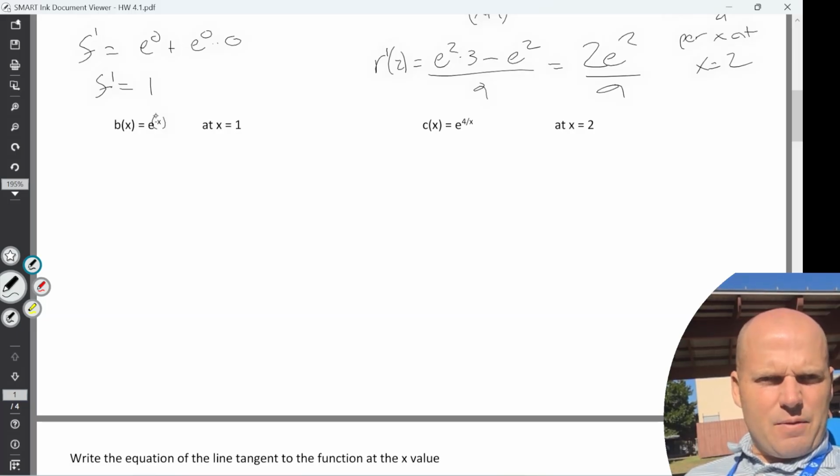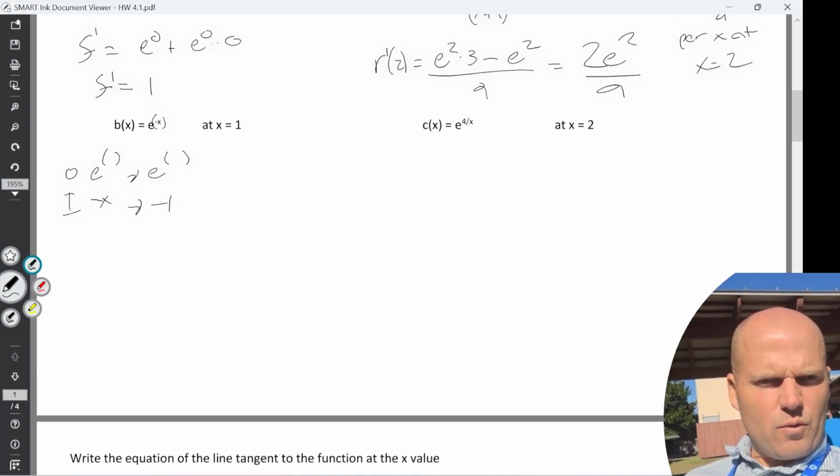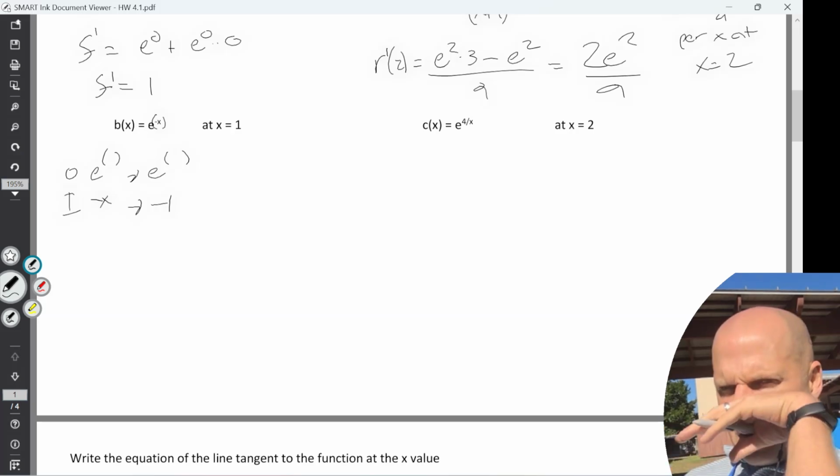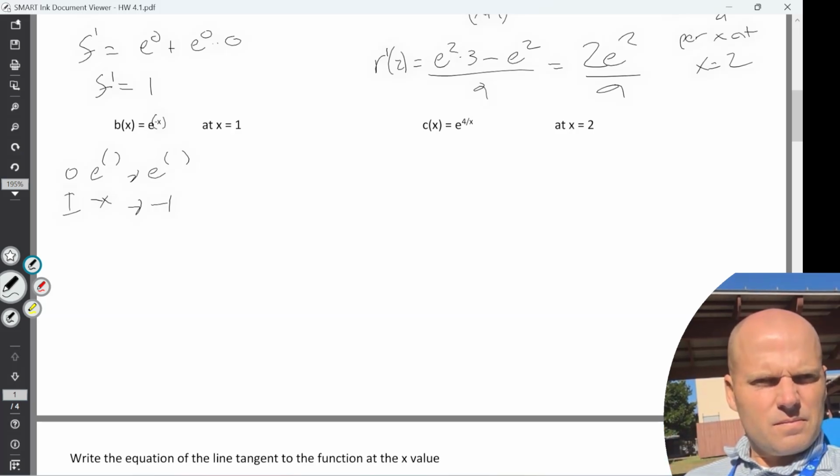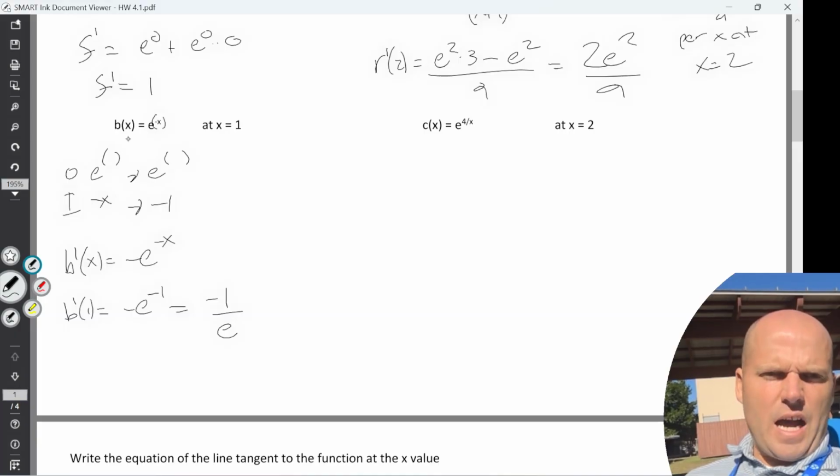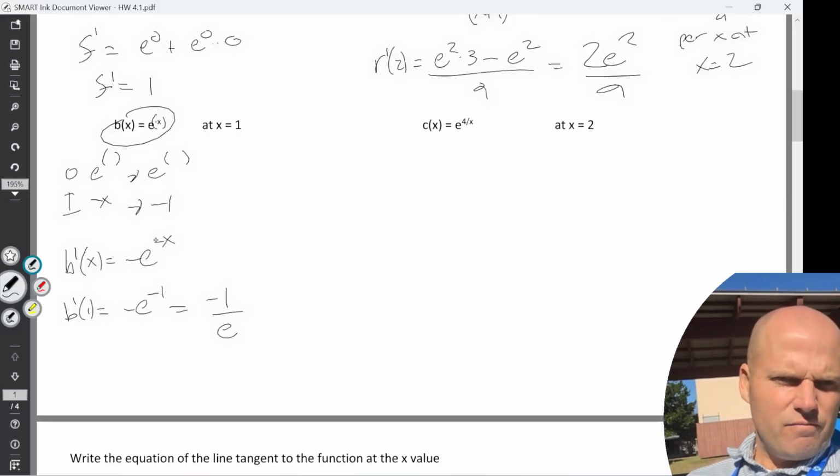Okay, what about this guy? Well, this is a chain. It's an outside and an inside. So e to the power negative x, whose slope is negative 1. It's a very common one, e to the negative x, making sure you know the slopes are negative e to the negative x. Very common one.